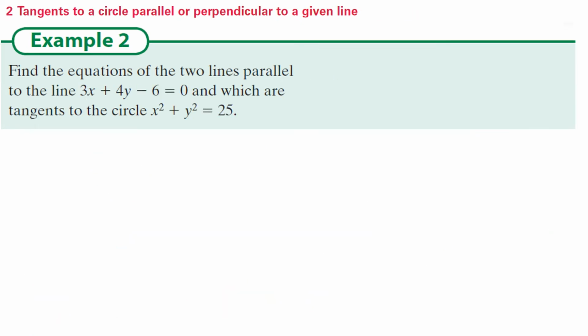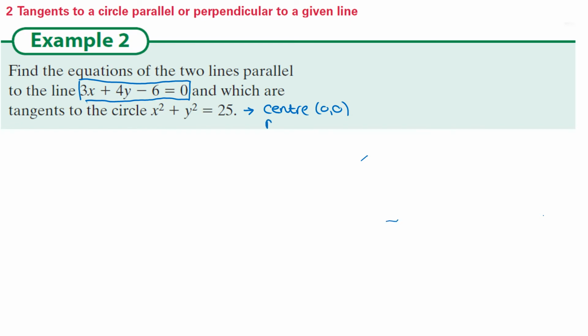So example 2: find the equations, plural, and really keep an eye out on questions for little hidden things like that. So equations of two lines that are parallel to this, and which are tangents to that circle. Now that's an interesting circle because this goes back to our basics. So this is a center (0, 0). It's in the format (h, k). There's nothing there, there's just x squared plus y squared.